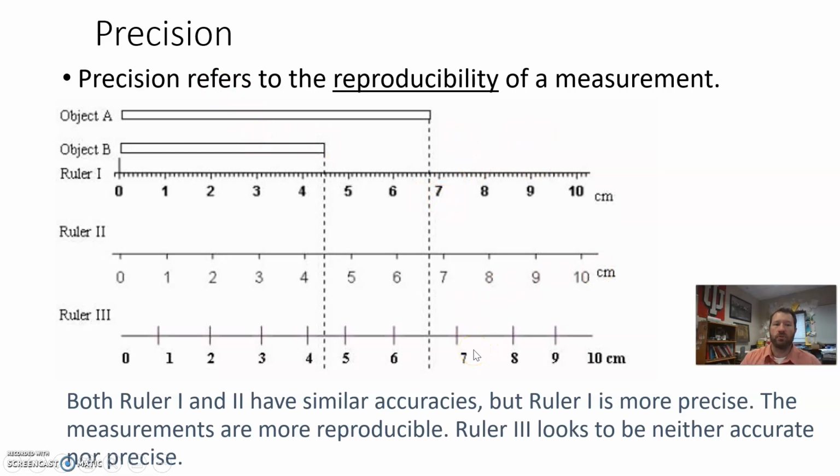And again, precision is different than accuracy. Accuracy talks about how close to the correct value a measurement is. If I were to tell you that object A is really 10 centimeters long, and we were just not anywhere close, we could say, okay, ruler 1 is precise, but it isn't accurate. It's not close to the theoretical value.